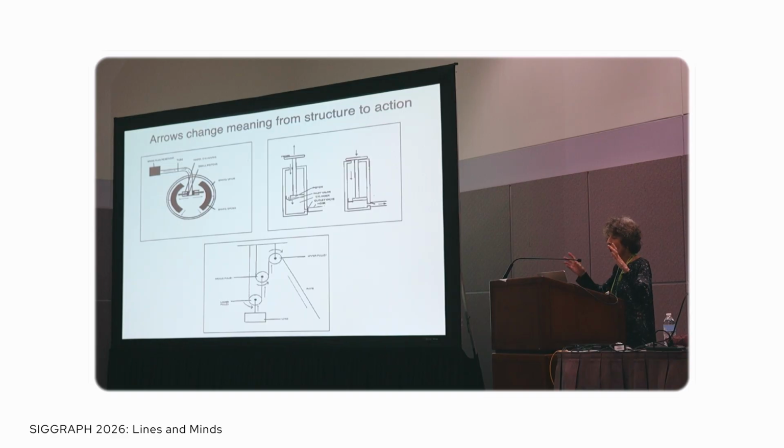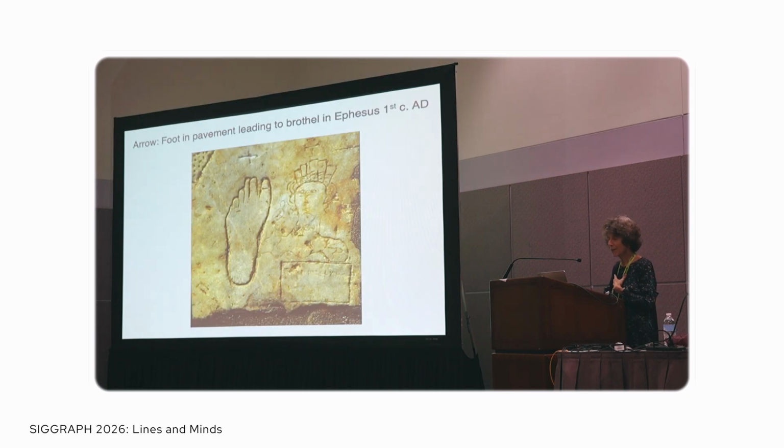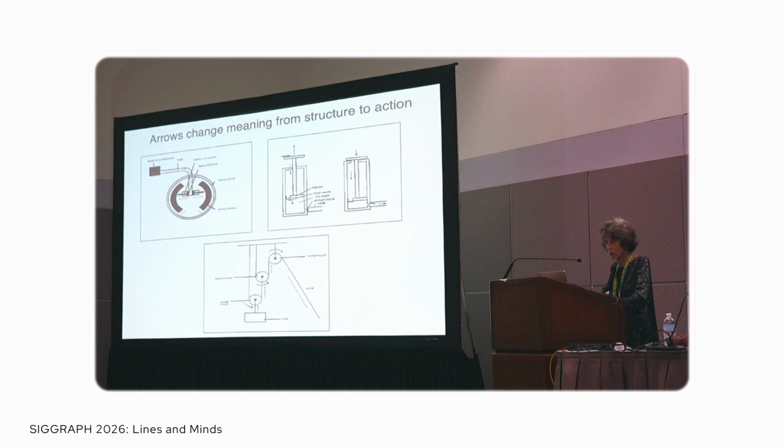And whether arrows are natural in the same way as lines is somewhat debatable. I mean, arrows do go in the direction that they fly. Arrows in erosion also indicate the direction they're going. So there's some basis for understanding arrows. This was an early arrow. You can see this in the stone in Ephesus, and that foot is leading to the Bravo. And the size of the foot is the size your foot needed to be, so the saying goes, to get into the Bravo, excluding children.